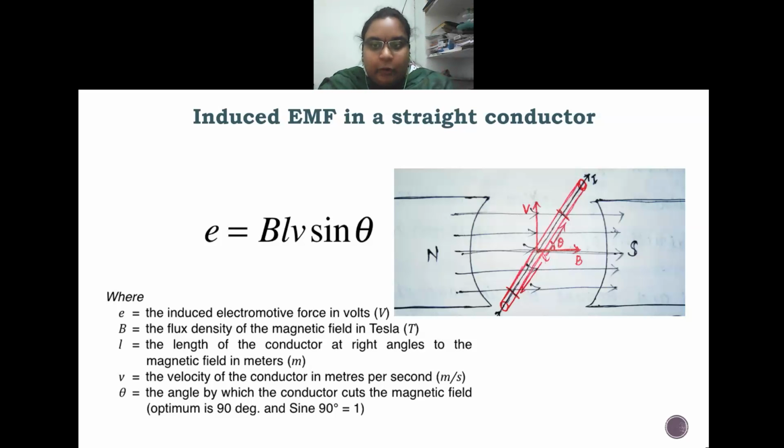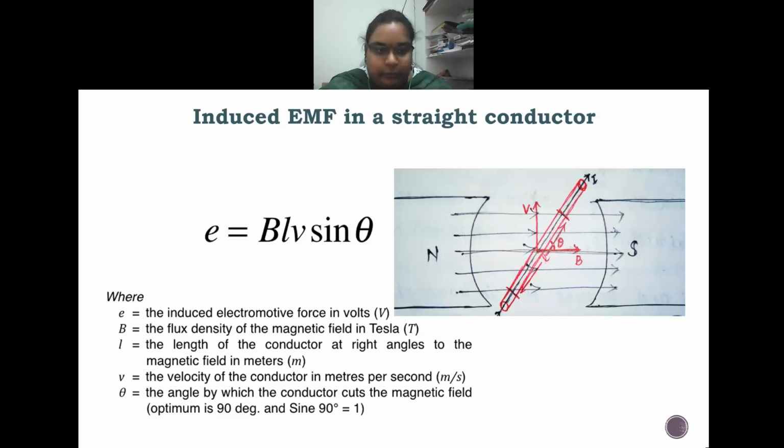The maximum amount of flux linkages will be cut when angle theta equals 90 degrees, since sin 90 equals 1. So E becomes equal to BLV, where B is the flux density, L is the length of the conductor, and V is the velocity at which the conductor is moving. At theta equals 90 degrees, the maximum amount of flux is cut by the conductor, such that the maximum amount of EMF is produced in that conductor. So this is the induced EMF in a straight conductor.